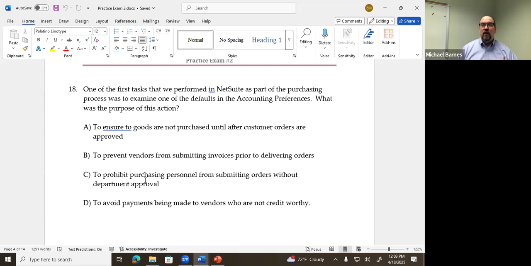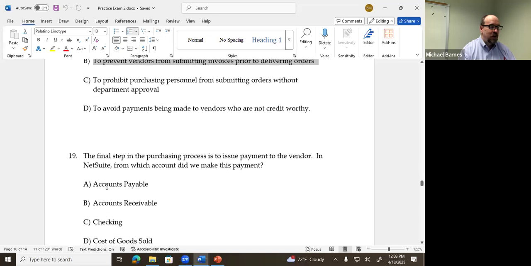Because what's the danger if they send invoices to us ahead of time? We can actually pay the invoice, and then they just never send us the goods and say, well, free money, okay? So bill in advance of receipt had to be not checked, and the whole point of that was B, prevent vendors from sending invoices prior to delivering orders.